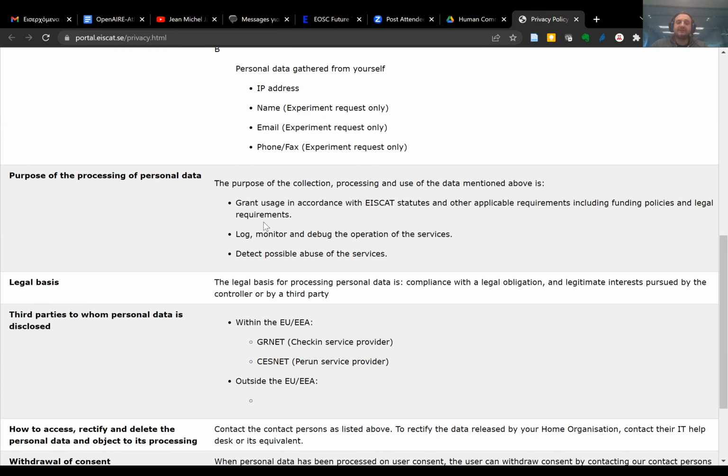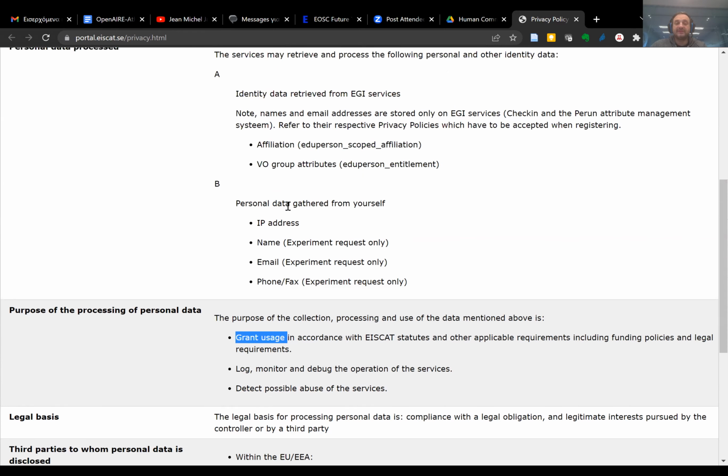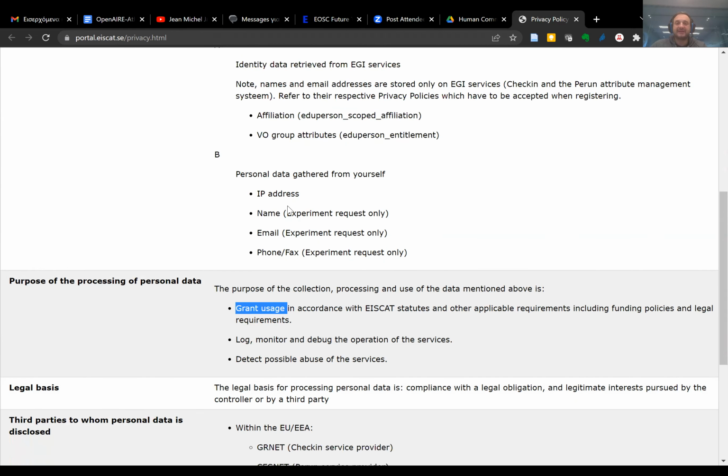Also, if you have here reference to applicable statutes, applicable requirements, funding policies, legal requirements, for each one of them we need a link. So we need to be able to understand which are the statutes, which are the applicable requirements, which are the funding policies, which are the legal requirements. Also, it's not clear why you need this personal data for grant usage. I would like this to be a bit more deciphered. What does it mean, practically speaking?